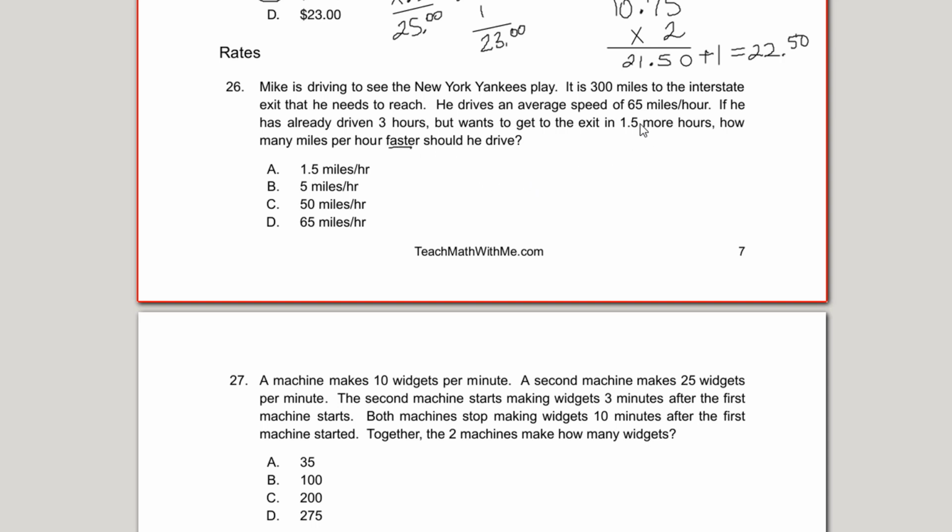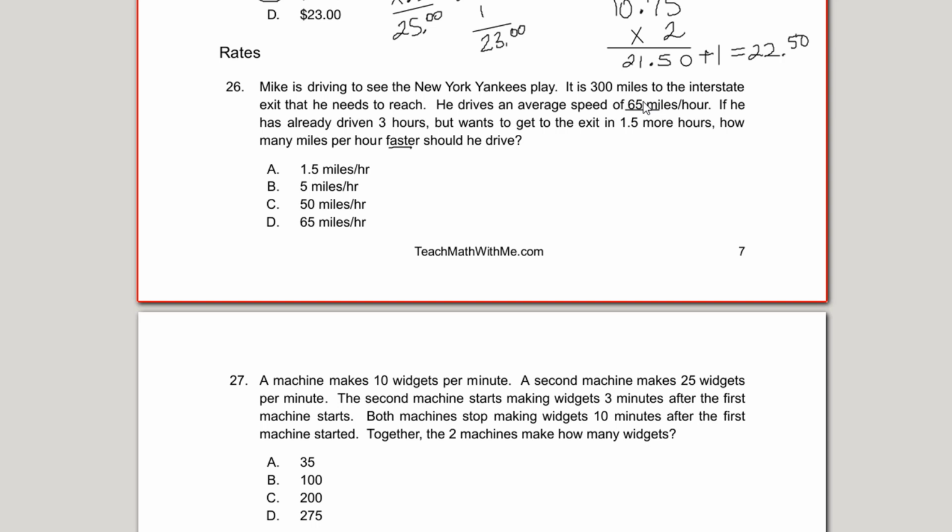So let's just think about this. He's already going 65 miles an hour on average. If we look at our answer choice, this is asking how many miles per hour faster than the 65. Surely it's not going to be 50 or 65, because that's adding that into the 65 miles per hour. So just be thinking of that as you're looking at your answer choices. What would really make sense?